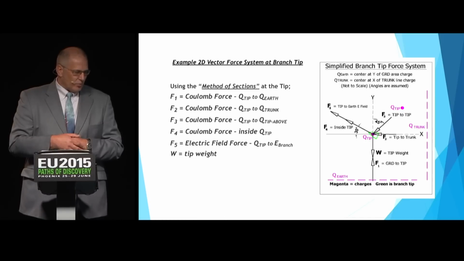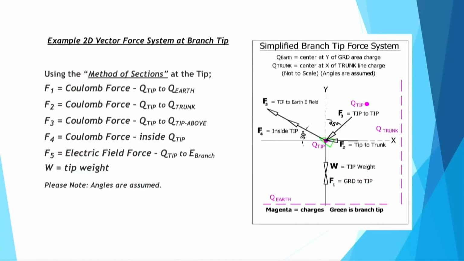And W equals tip weight. Please note all angles are assumed. And there's actually an error on F5 on the diagram on the left. It says F5 equals tip to earth E field, and it should say branch E field.